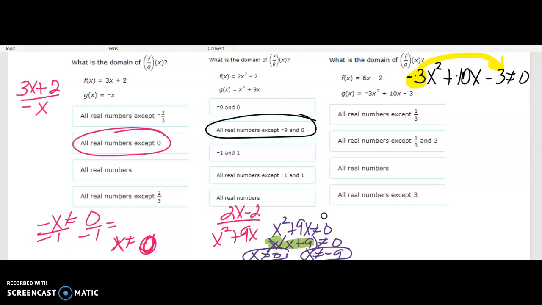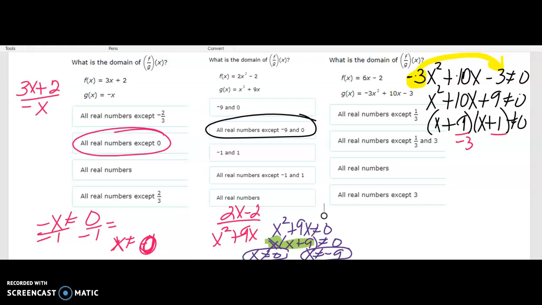Hopefully this looks familiar, because we're going to have to factor it. Move the negative 3 over, get positive 9. What multiplies to get 9 and adds to get 10? 9 and 1. Then we put the negative 3 back into play.